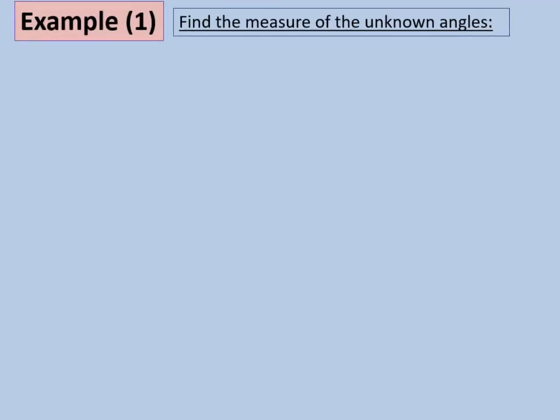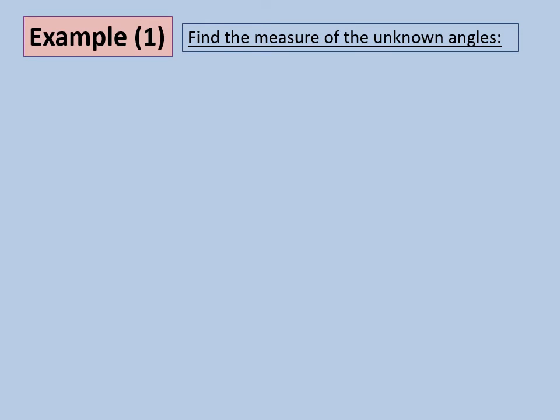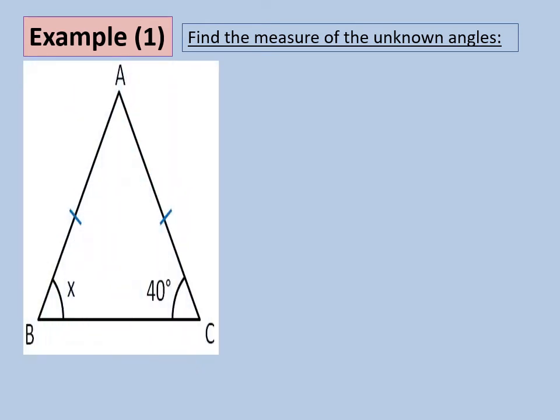Here is an example about isosceles triangle. Find the measure of the unknown angle. First, we have AC and AB are legs, since they are equal in length. Measure of angle C equals 40. We want to find measure angle B and measure angle A. Who can solve?